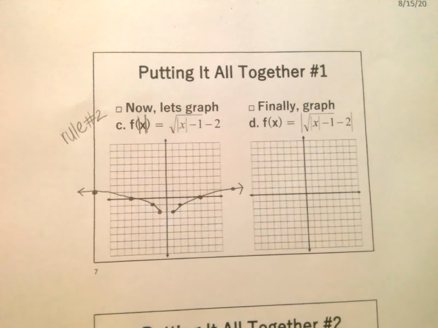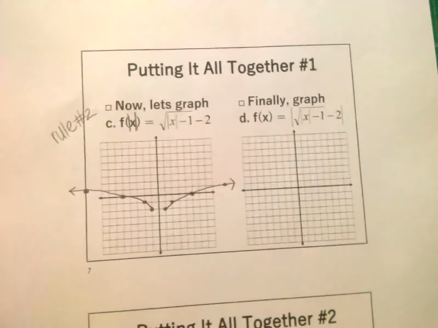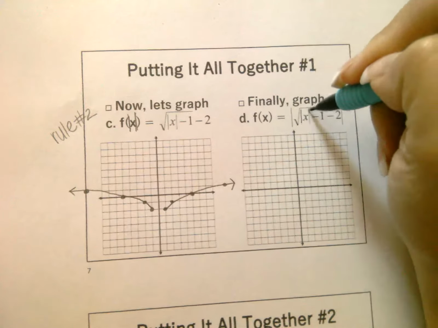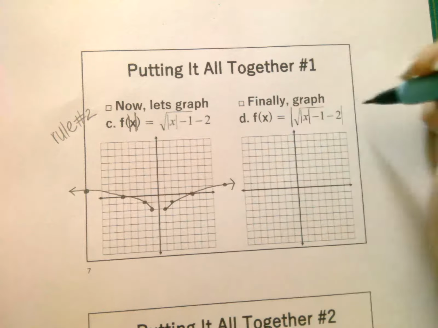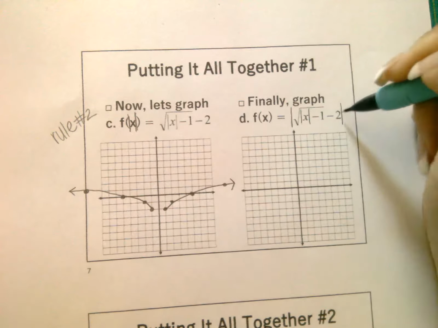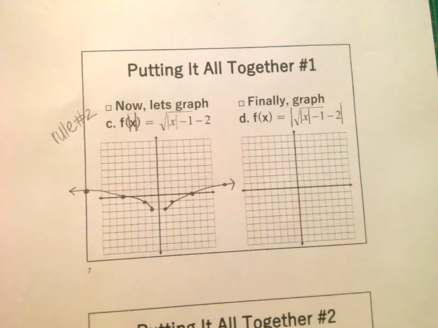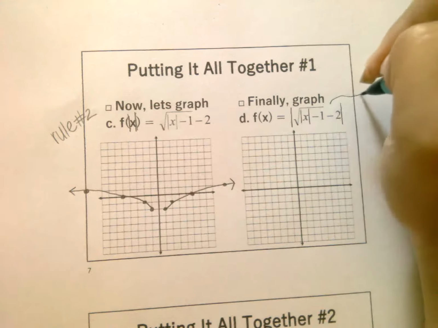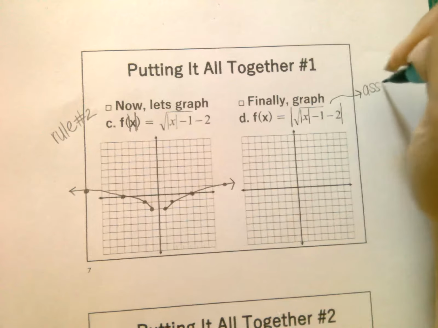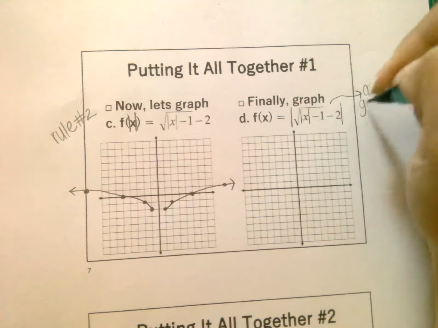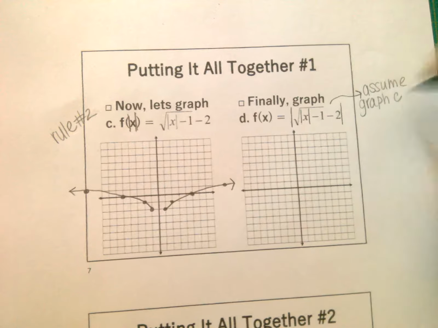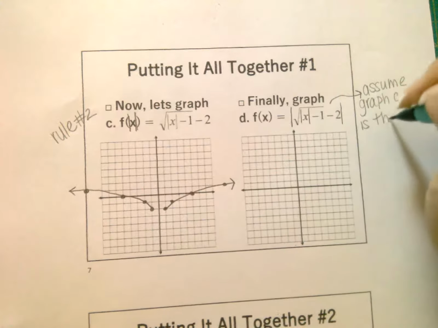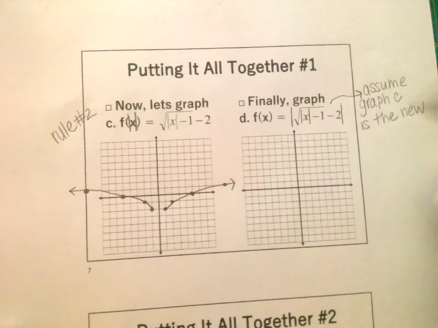All right, so far, part A, part B, and part C, we've seen before. Part D now, I'm just going to darken this. This is brand new. We haven't seen this now. So now this is both rules in one. So in part D, this is now assuming that graph C is the new original function.